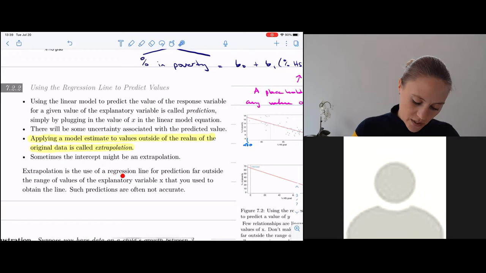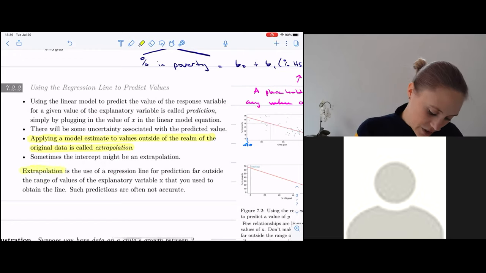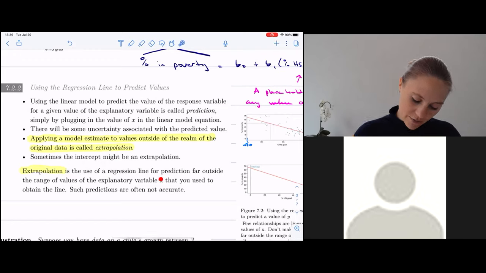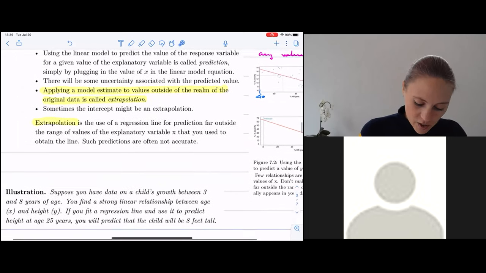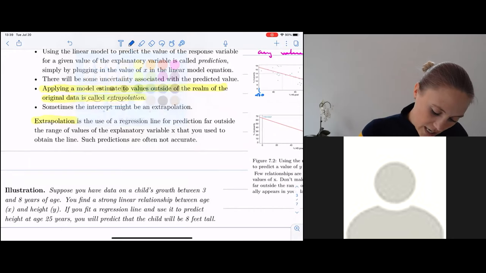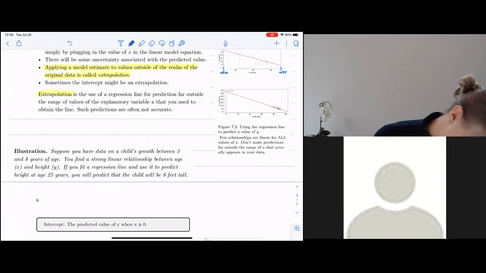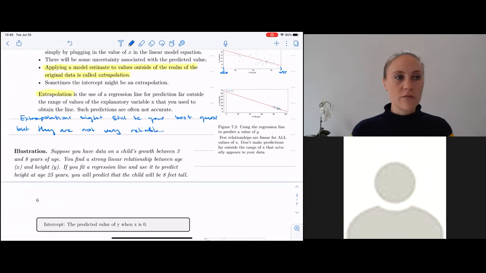Extrapolation is the use of a regression line for prediction far outside the range of values of the explanatory variable X that you use to obtain the line. Such predictions are often not accurate. What I will add here is extrapolations might still be your best guess, but they are not very reliable, right? So there's kind of that trade-off.